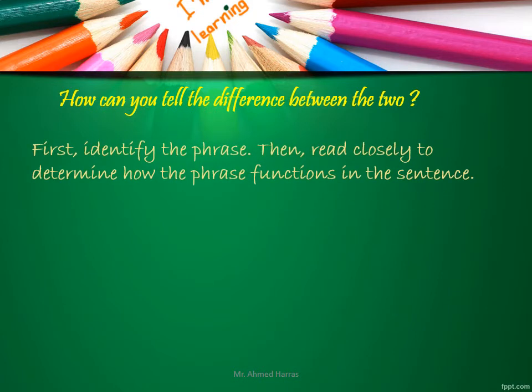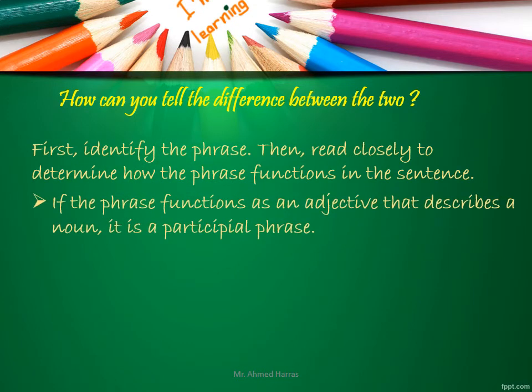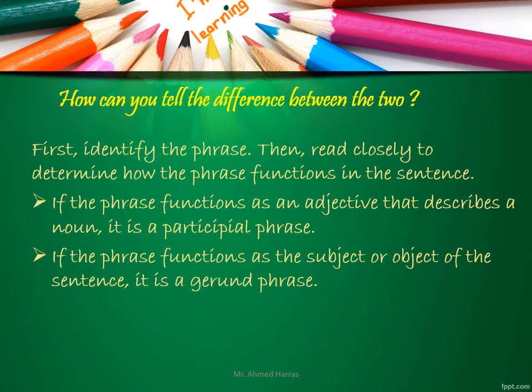First, identify the phrase. Then, read closely to determine how the phrase functions in the sentence. If the phrase functions as an adjective that describes a noun, it's a participle phrase. If the phrase functions as the subject or object of the sentence, it's a gerund phrase.